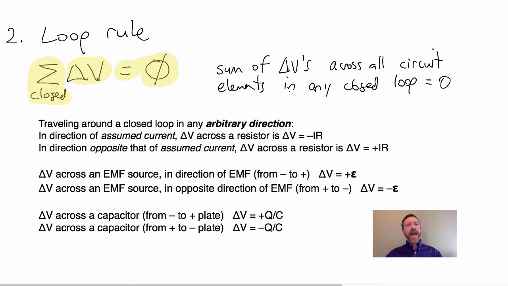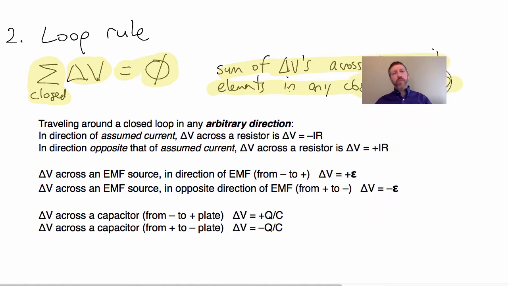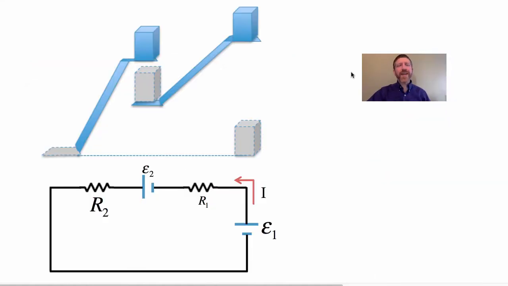If you start and end at the same place, what's the voltage difference from the start to the end if the start and the end are the same place? It's 0. So the sum of the delta V's across all circuit elements in any closed loop has got to add to 0. So what we have here is an analogy for the loop rule that hopefully will make plenty of sense. Let's take a look at this circuit.